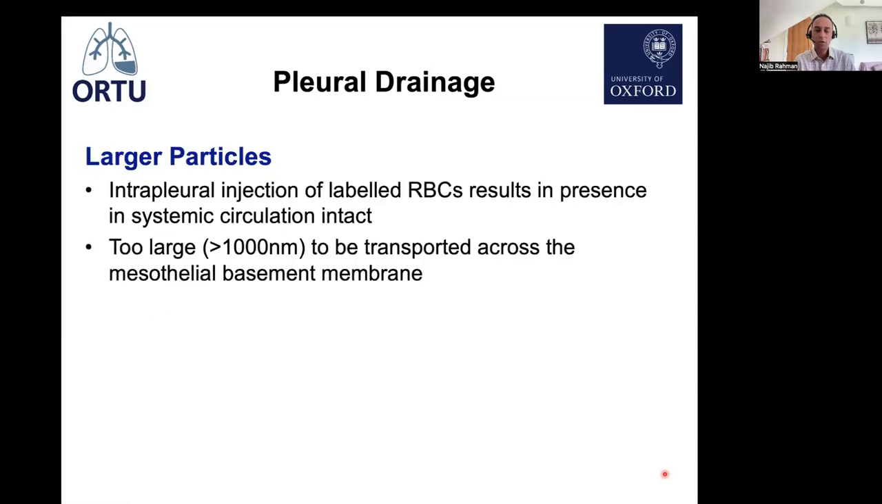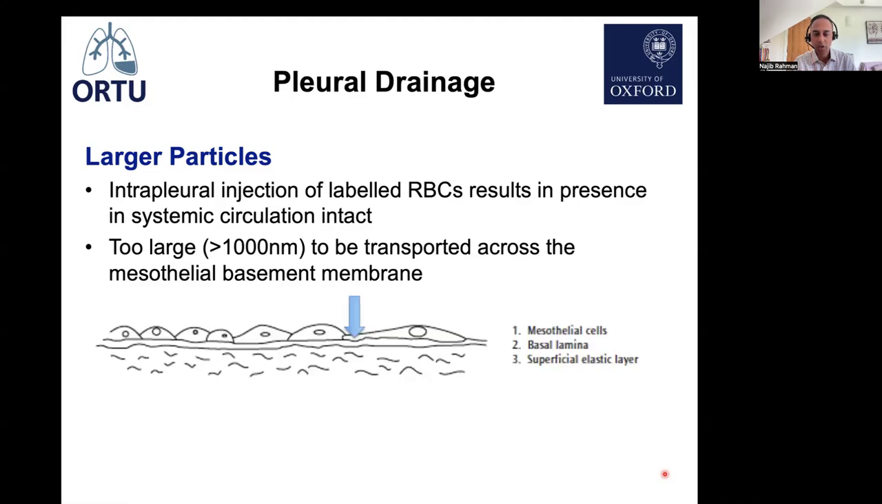But there is this interesting concept that larger particles, and indeed cells, including red blood cells, which are very large, of course, more than 1,000 nanometers, appear to be transported very easily across the mesothelial membrane. So if we inject labeled red cells into a patient's parietal pleura, they appear in the systemic circulation. And this can't be with one of the two previous mechanisms because these cells are simply too large. And I've already told you that there is a tight junction. So how on earth can a very large cell somehow pass between these areas?